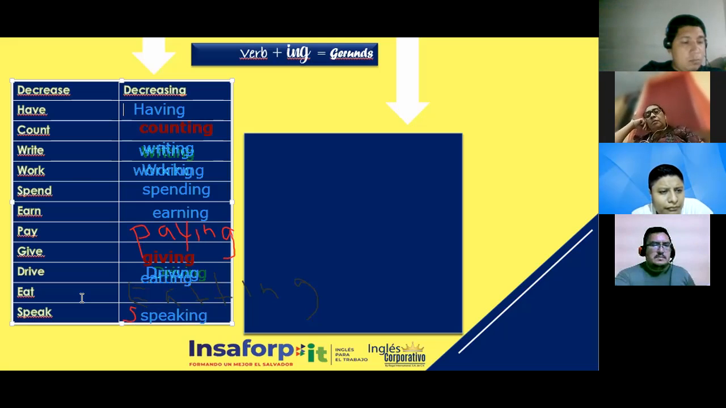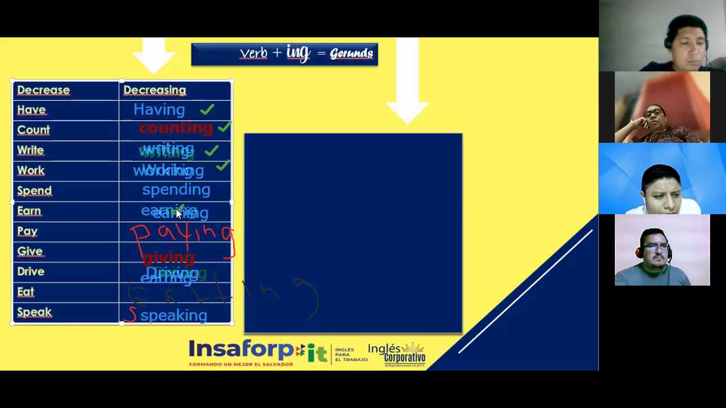Okay, veamos entonces. Is it correct having? Yes, it is correct. Okay, I'm going to annotate this. Now, count. Is it okay counting? Yes, it is. Okay, because we have a double consonant over here, so we are not going to double the consonant. So write, writing. I hope only one T, yes. Y porque lo que hacemos es quitar la letra E, ¿verdad? Drop letter E. Work, double consonant at the end, so we don't do anything. And then spend, yes, spending, because we have two consonants, okay.